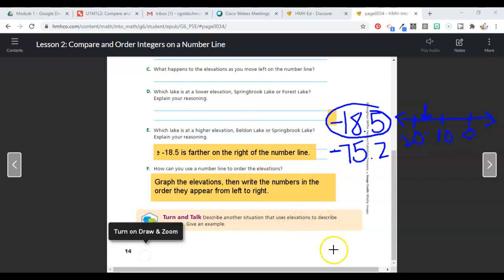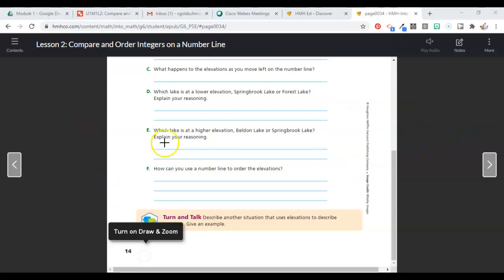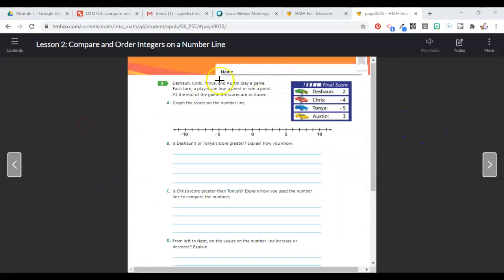Now let's flip over to page 15. So we're on page 15. This is number 2. These are pretty long problems because they used the whole entire page. We're going to use this information in number 2, and we're going to answer just like the last one. We're going to go from A to E.